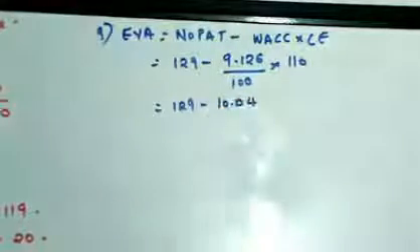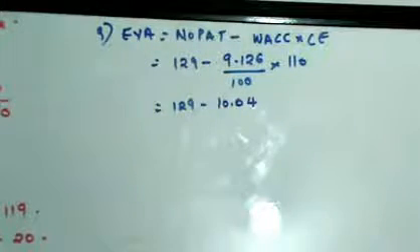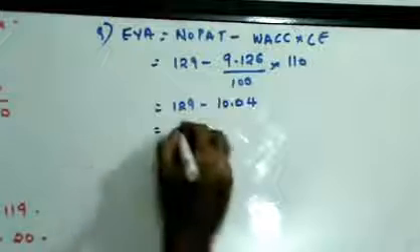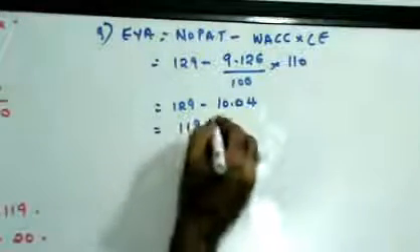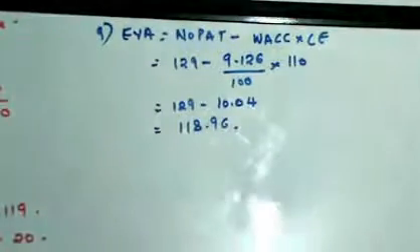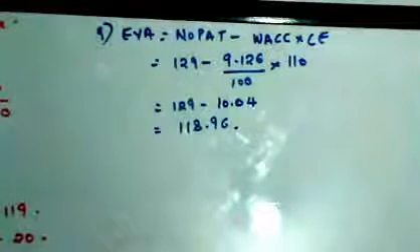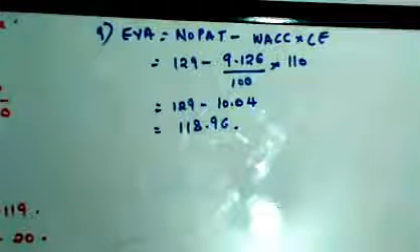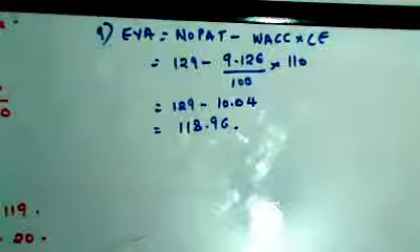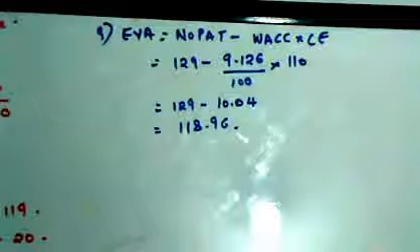Right, so that's 129 minus 10.04. You can just do 110 into 9.216%. You get the same answer. 118.96. So my economic value added is going to be 118.96, right?